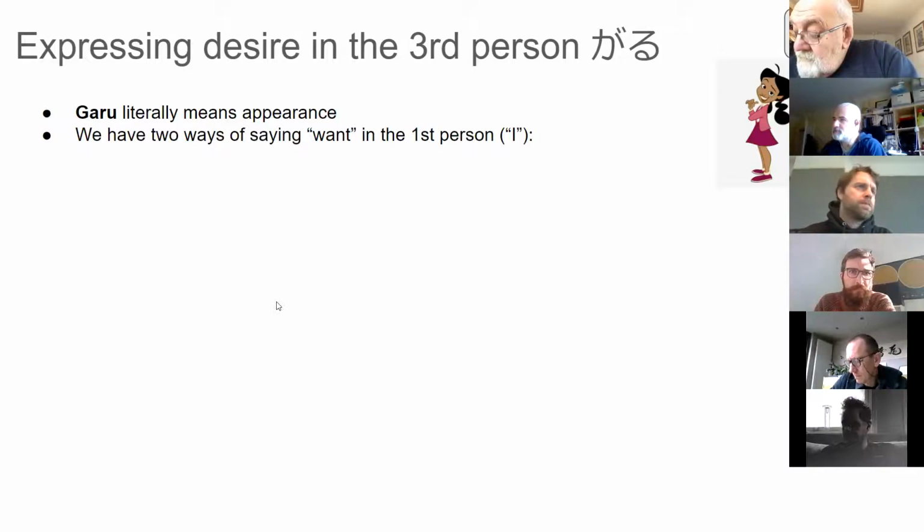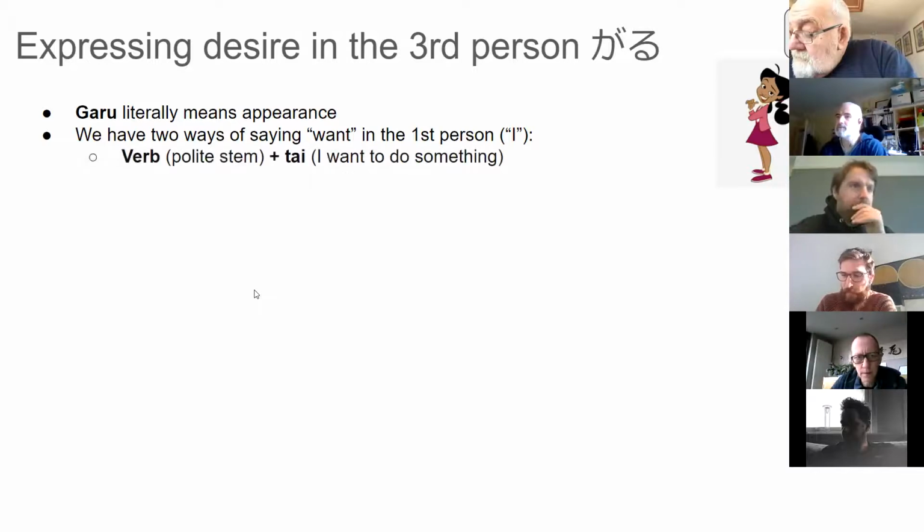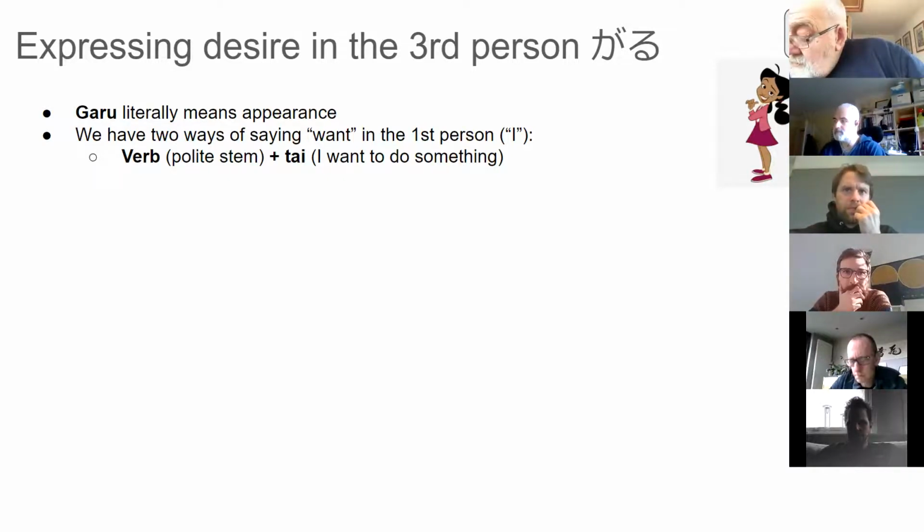And let's just refresh ourselves about the two ways of saying want in the first person. This means I want. So we've got two ways of doing this. One is to make the tai form of the verb. So in this way, we take the polite stem. Iku becomes ikimasu. Suru becomes shimasu. Taberu becomes tabemasu. Remove the masu, just leave yourself with the stem, and add tai. Iku, ikitai. Taberu, tabetai. Suru, shitai.